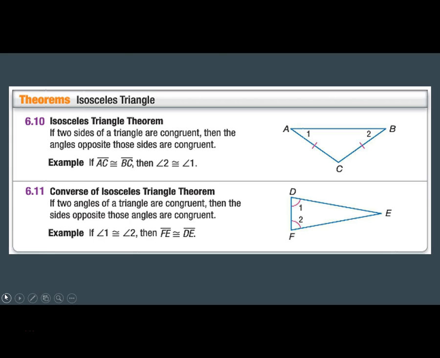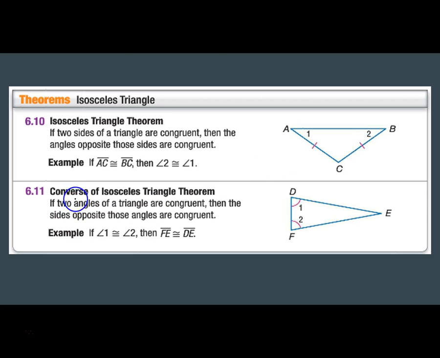So, isosceles triangle theorems. If two sides of a triangle are congruent, in this case we have them here, then the opposite angles of those sides are also congruent. So, we said AC is congruent with BC. We know that. Because of that, we can also say that angle 1 is congruent with angle 2.